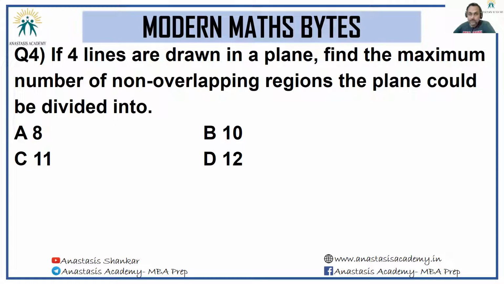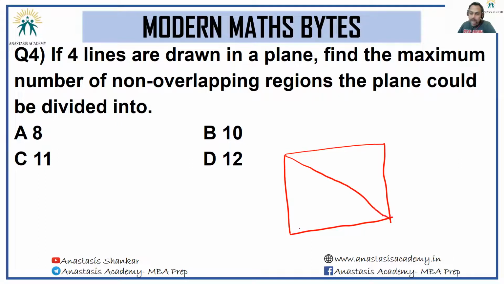Next, if 4 lines are drawn in a plane, find the maximum number of overlapping regions the plane could be divided into. Okay. There is a formula for this, but I don't want to get into the formula because deriving that formula is going to be difficult. On the other hand, there are only 4 lines, no? You can always work with 4 lines and get to your answer very easily.